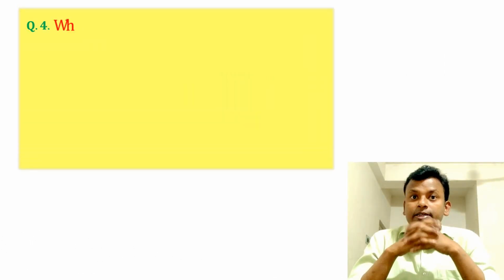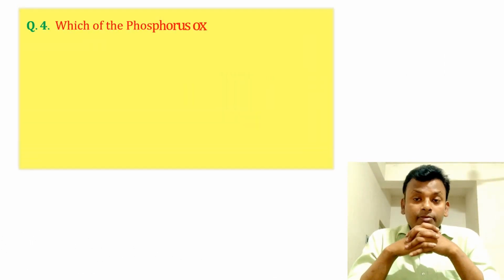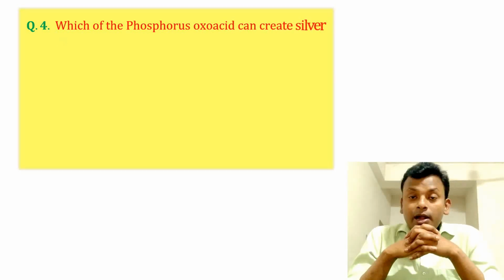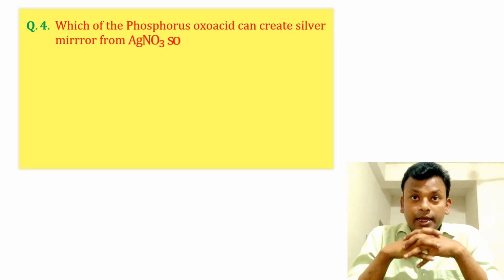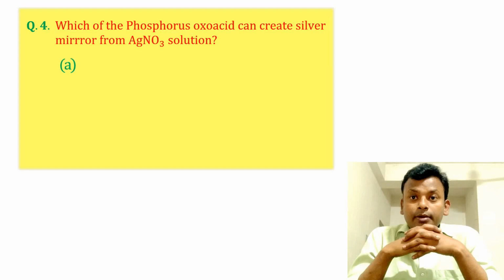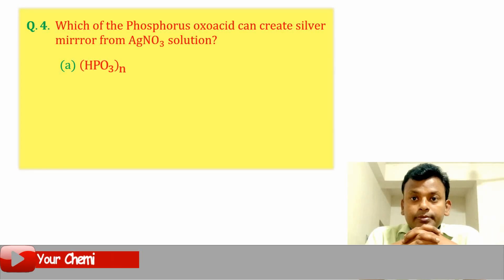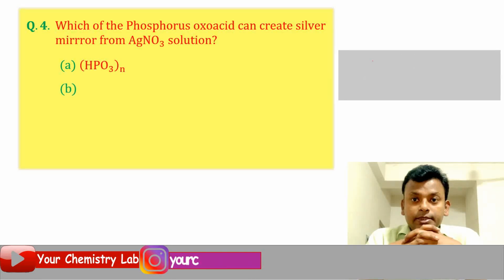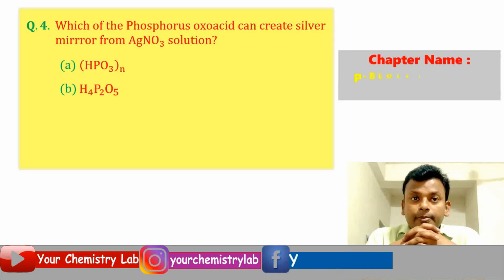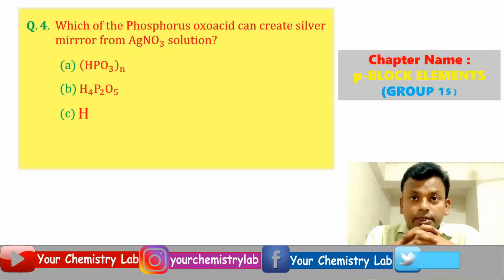Question 4. Which of the phosphorus oxoacids can create a silver mirror from silver nitrate solution? Option A, option B, option C, option D.